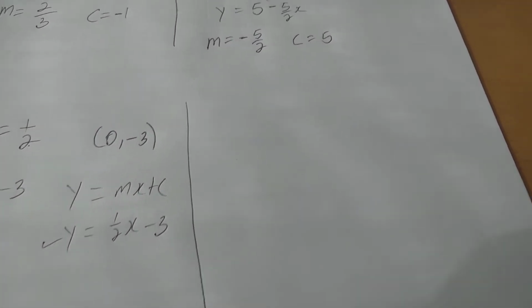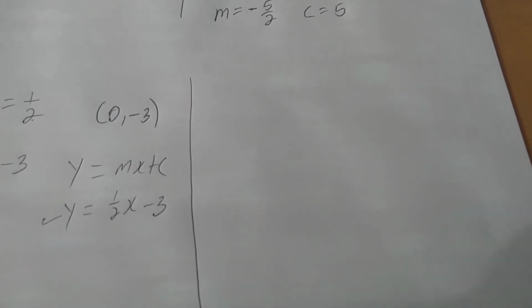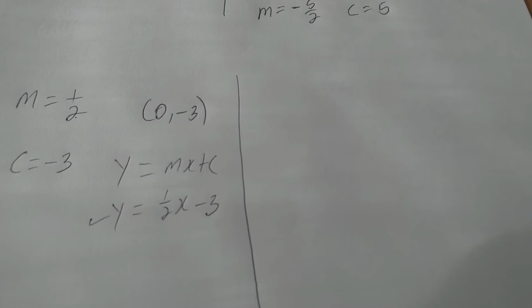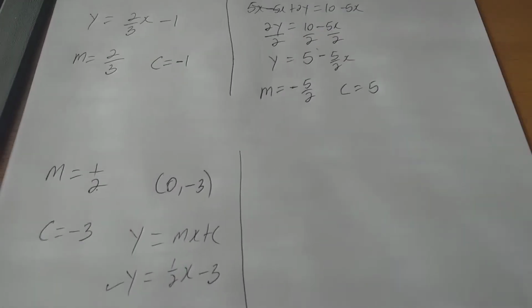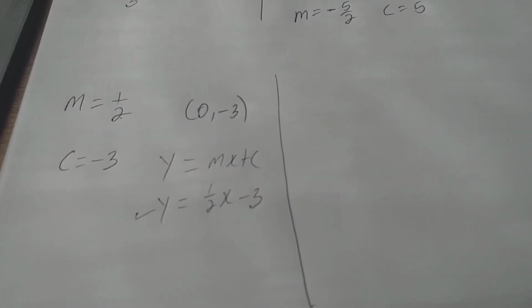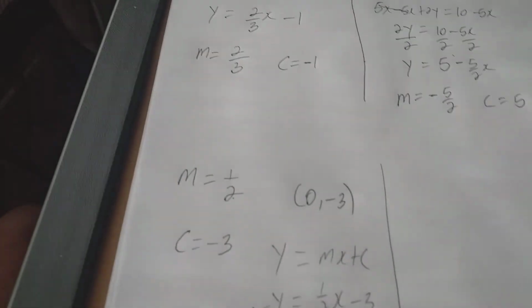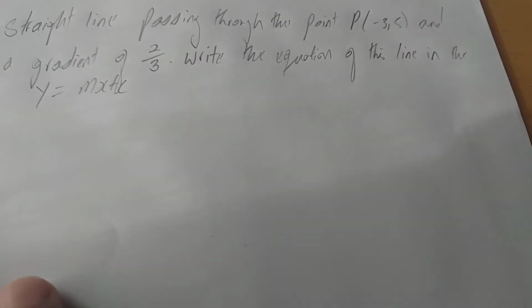Now remember, if the x value is 0, then the point is on the y-axis, and if it is on the y-axis, then the y value given is the y-intercept. Let's take a look at an equation where we are given the gradient and a point, but the point is not on the y-axis. So let's take a look at this particular question.